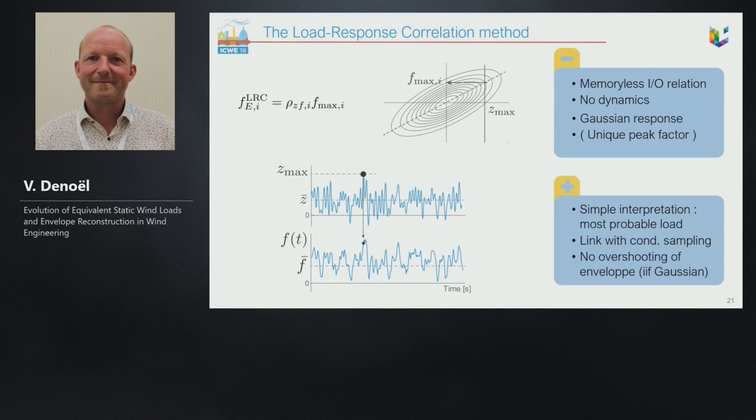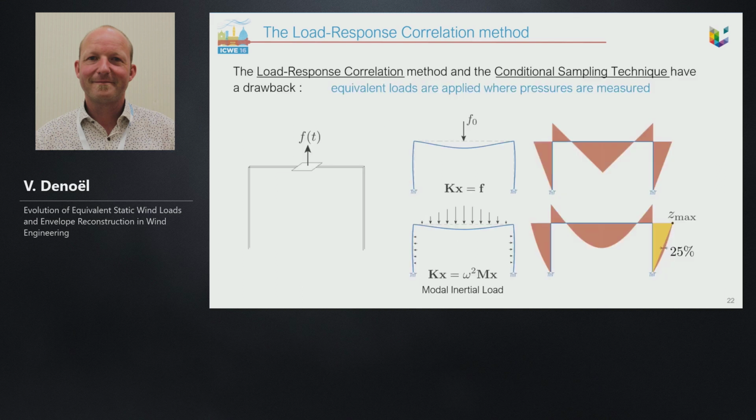And that's super important. Under the three hypotheses I've given before, this can be demonstrated. It's a direct consequence of Cauchy-Schwarz's theorem. So this is something that is really, really solid. One drawback, however, is that load response correlation method, they would apply forces on a structure only where the forces have been measured in the wind tunnel, of course, because we take those forces and we conditionally average them somehow. So there's no way to have forces anywhere else. And this is bad in some circumstances.